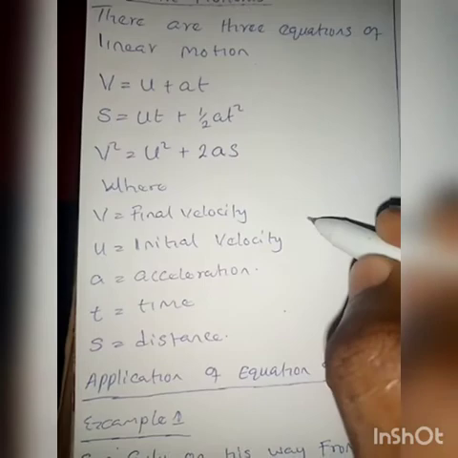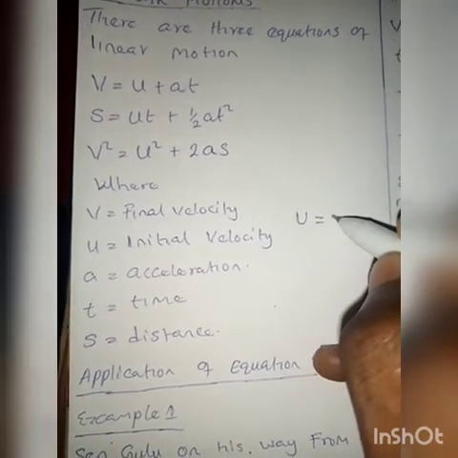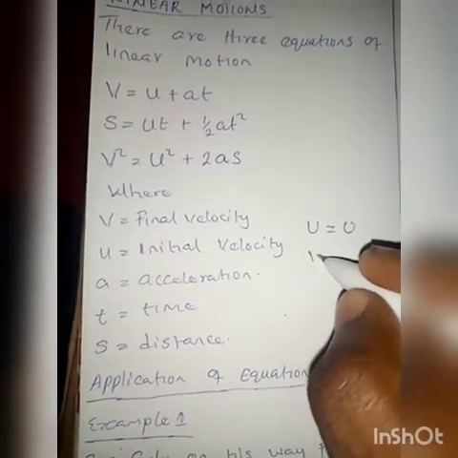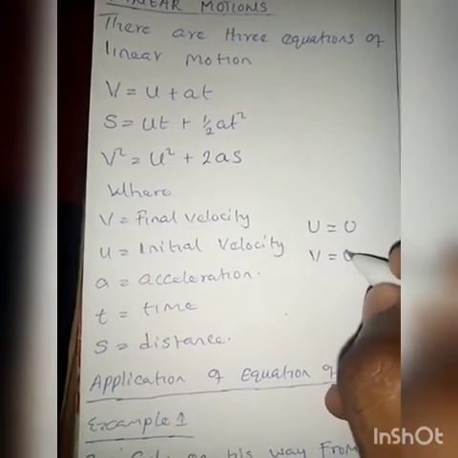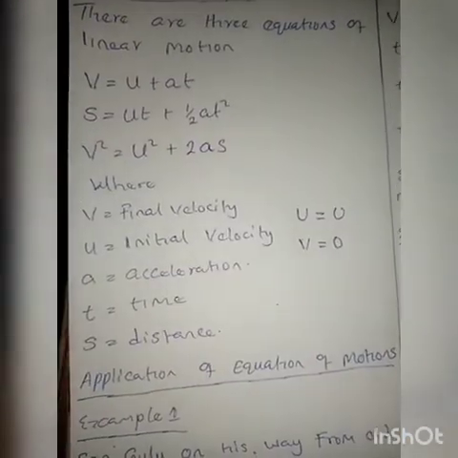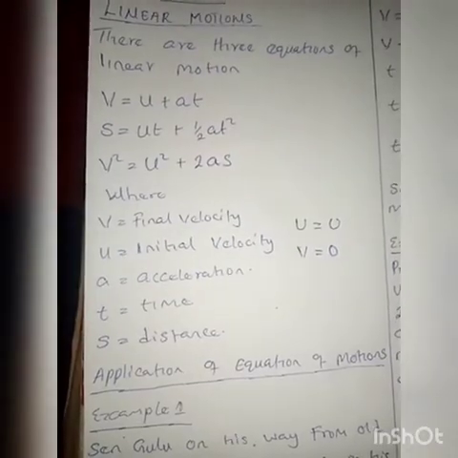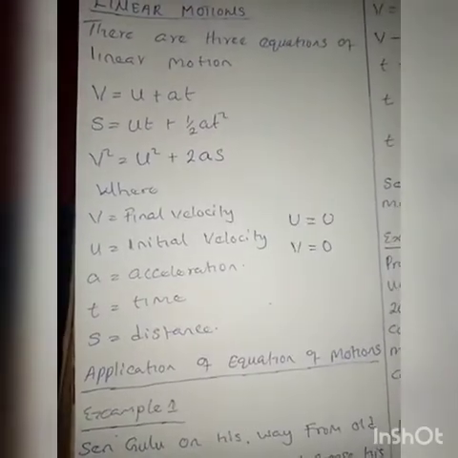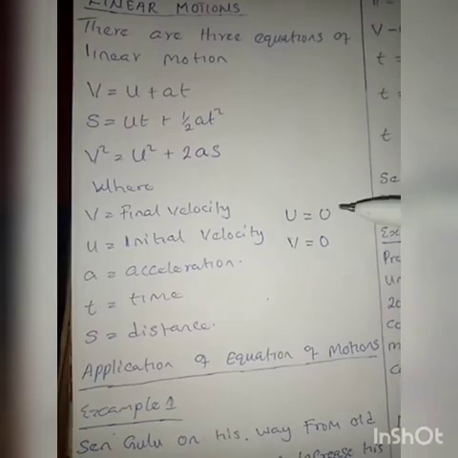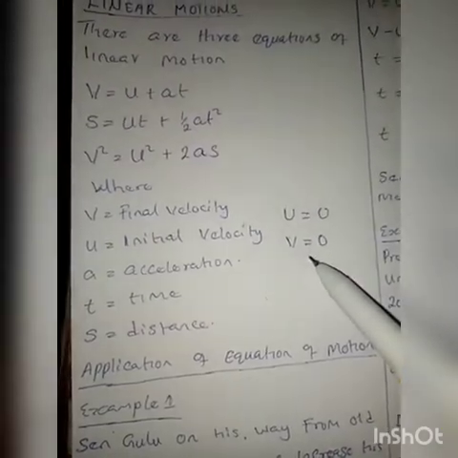Whenever they say a body starts from rest, that means initial velocity, which is u, is equal to 0. But if they say a body comes to rest, then v is equal to what? 0. If a body comes to rest, v is equal to 0. If a body starts from rest, u is equal to 0. So you have to take note of these two things.